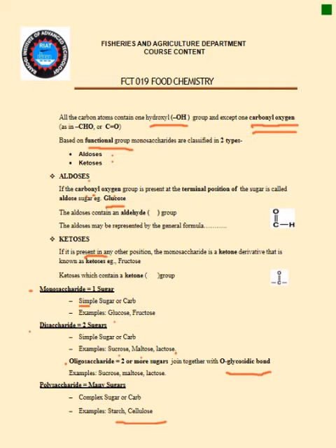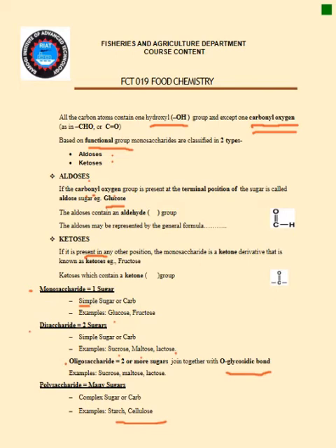What is the difference between aldoses and ketoses as 2 other classes of monosaccharides? Aldoses are monosaccharides with the carbonyl group attached to the far end of the structure, at the terminal part of the sugar. So when the carbonyl group is attached to the terminal end of the monosaccharide, then we say it is in the class known as aldoses. And an example is glucose.